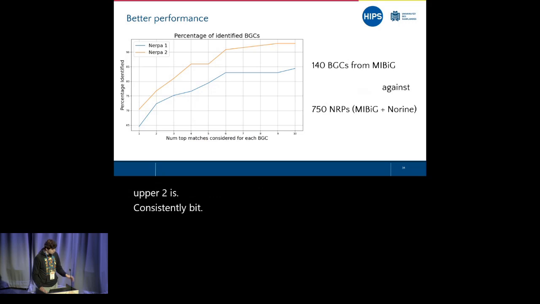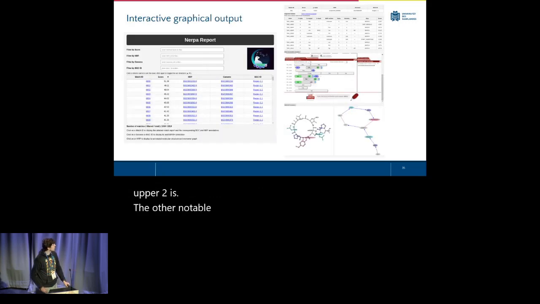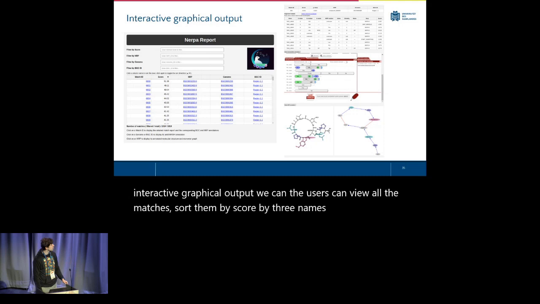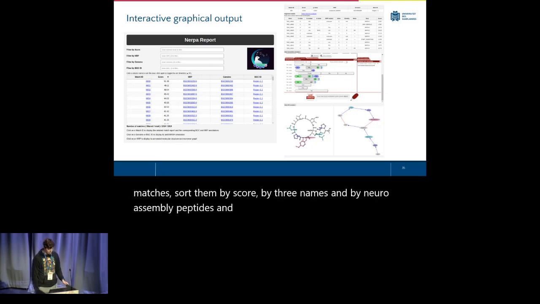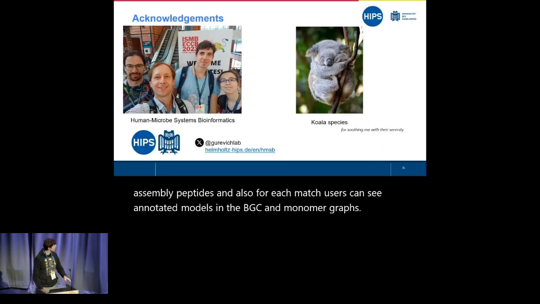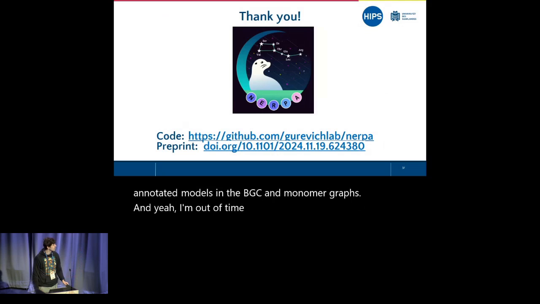The other notable improvement is that now we have an interactive graphical output. The users can view all the matches, sort them by score, by genomes, and by nonribosomal peptides. And also for each match, users can see annotated modules in the BGC and monomer graphs. And well, I'm out of time, I guess. The tool is available on GitHub.